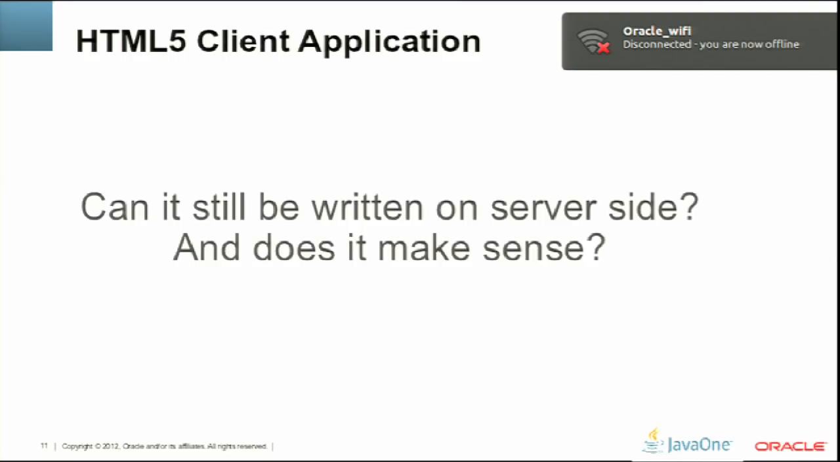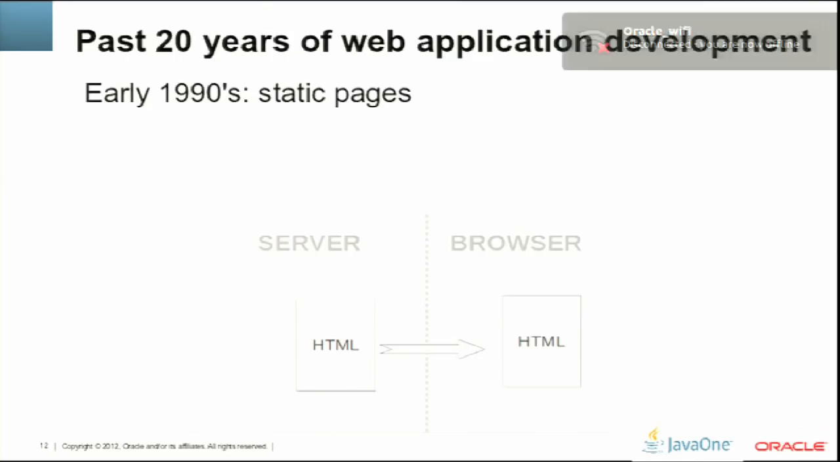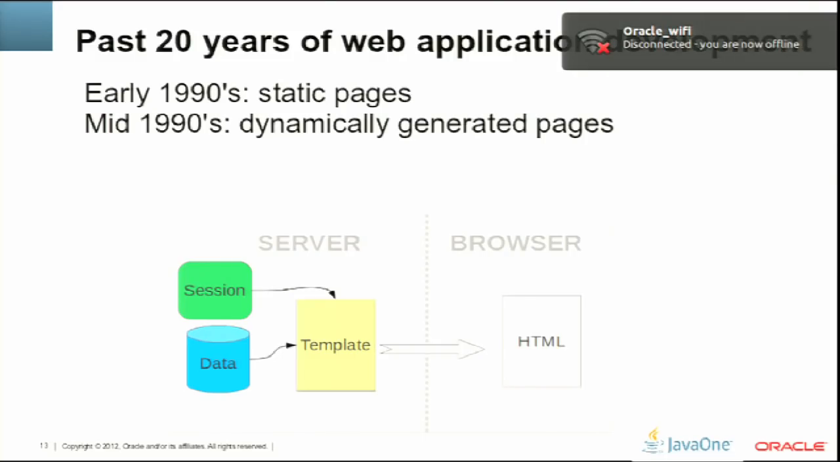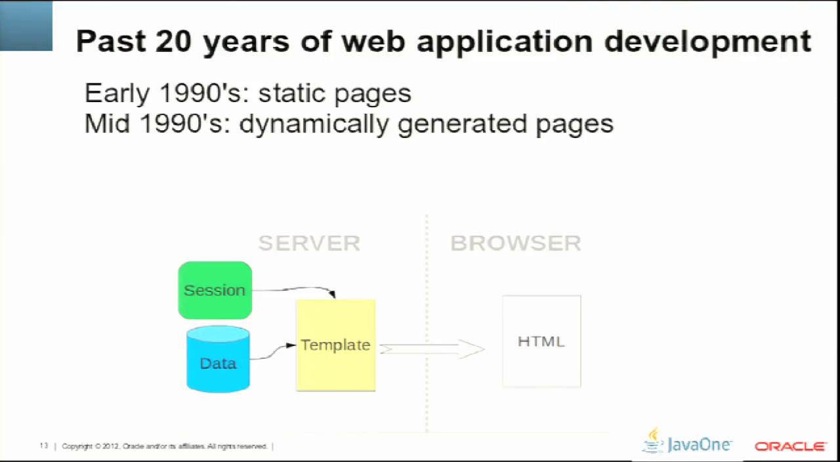And I would like to do one quick recapitulation of web application development. It all started with static pages. The Internet used to look just like Wikipedia. And then we introduced dynamically generated pages. And by dynamically generated pages, I mean pretty much everything from CGI, servlet, JSP, JSF.